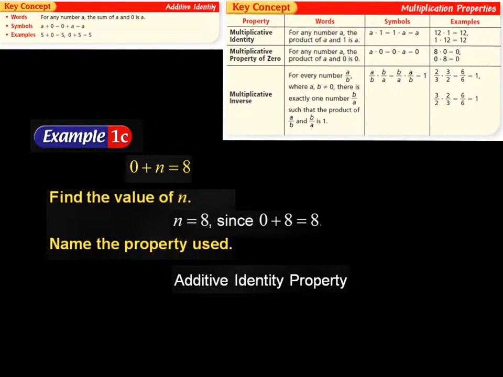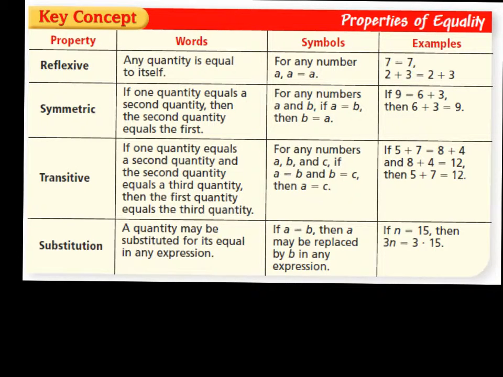And we have 4 more properties we get to practice today. The reflexive property says any quantity is equal to itself. You look in the mirror, who do you see? Hopefully yourself. In symbols, they wrote A equals A, or 7 equals 7, 2 plus 3 equals 2 plus 3. So they've done nothing. The symmetric property says if one quantity equals a second quantity, then the second quantity equals the first. Okay, so basically they're just switching the order.